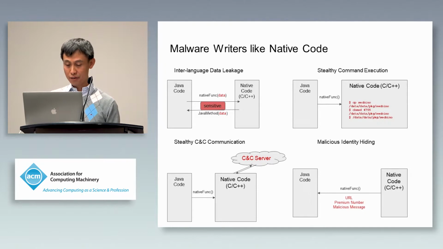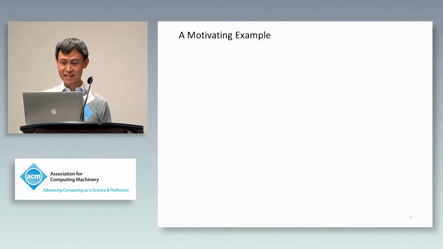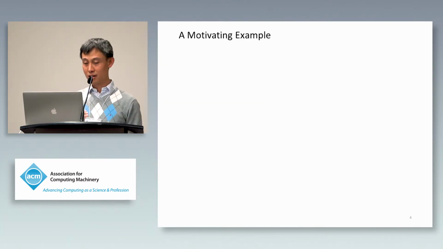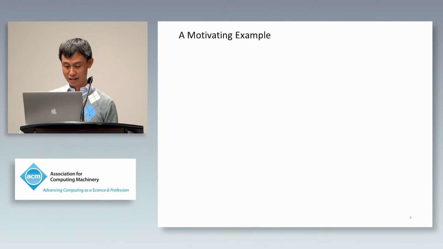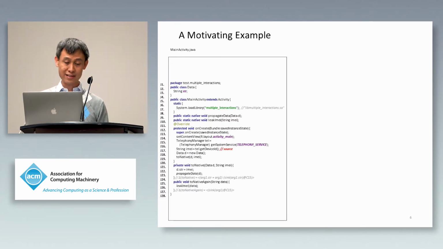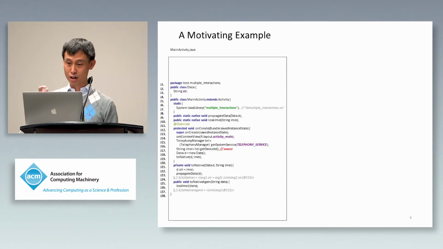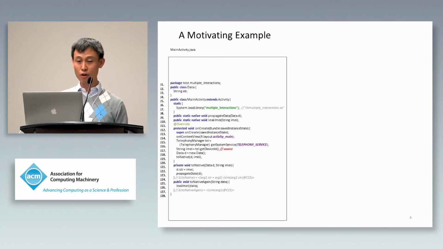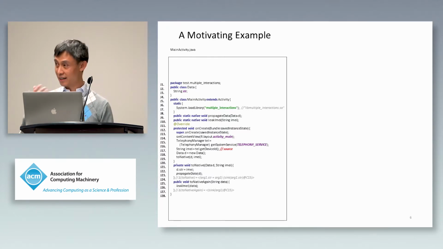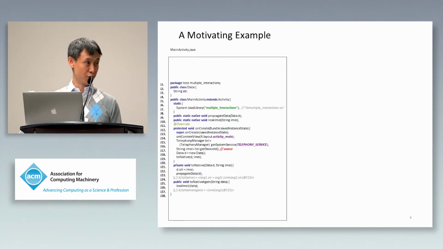Right. So let me give you a motivating example of how this can be really complicated. It's a contrived example, but it shows you what could happen when someone intentionally uses the native code part to hide certain activity. And this is mostly focused on the first problem, the data flow, which can serve as the foundation for all the other misuse of this capability.